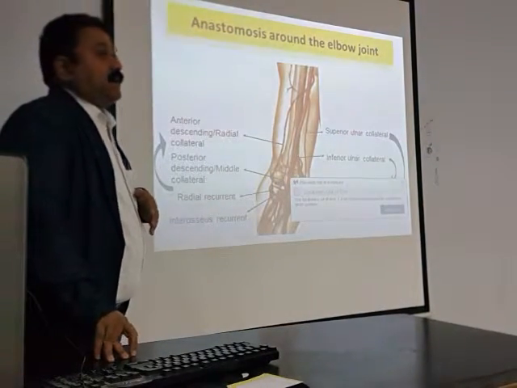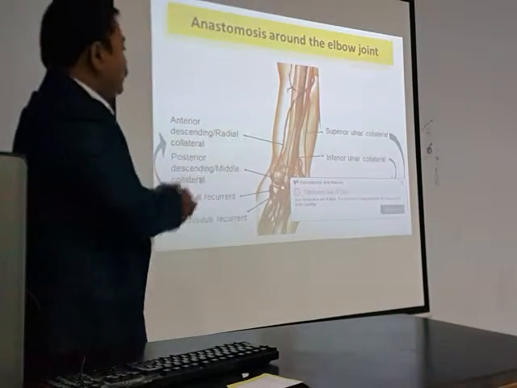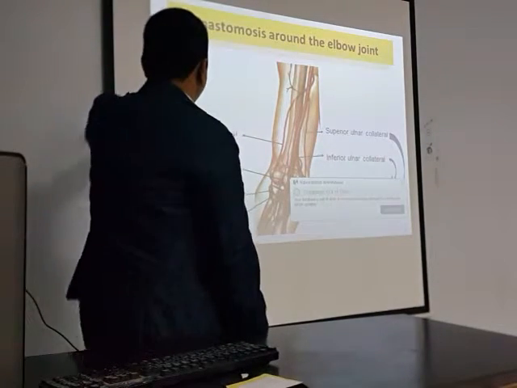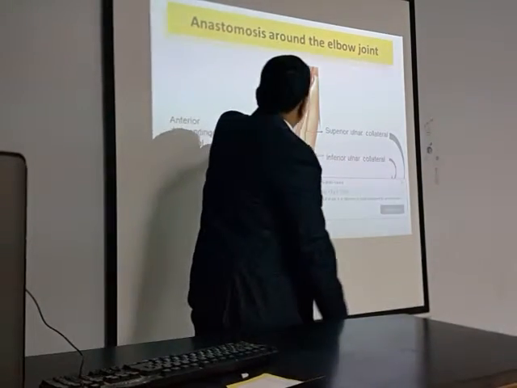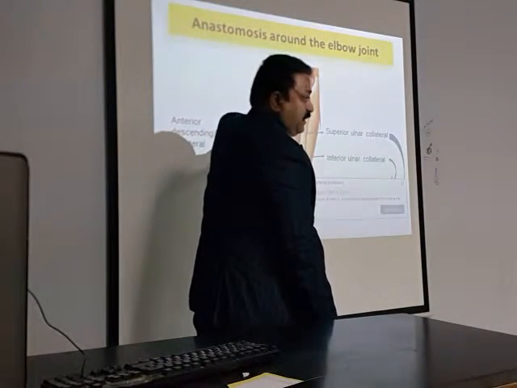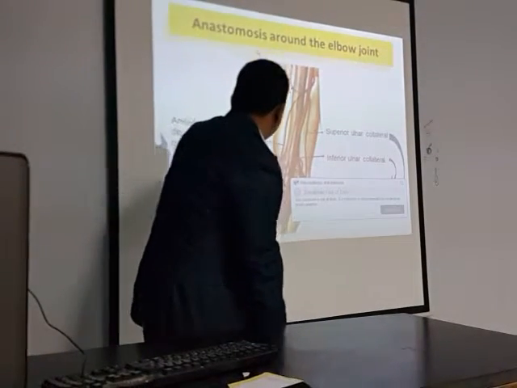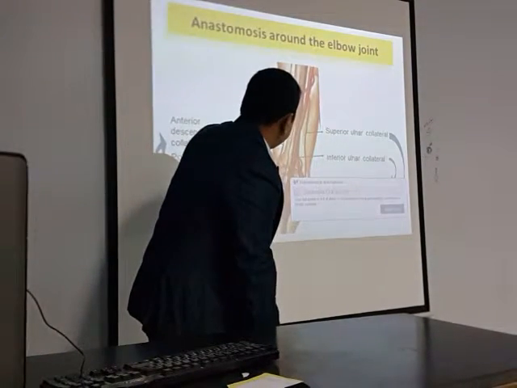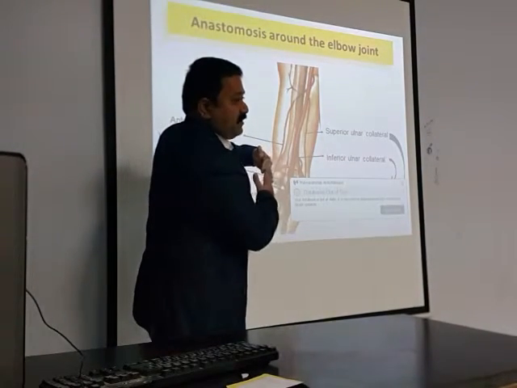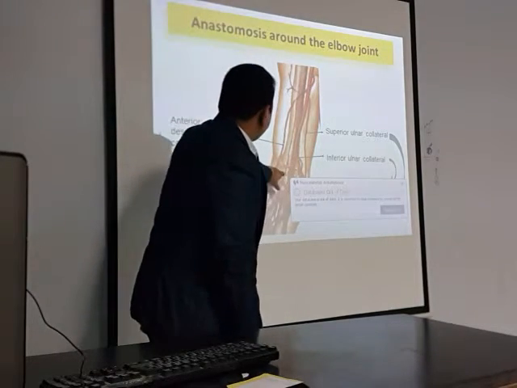Next is the anastomosis around the elbow joint. So the anterior descending or radial collateral artery here, okay, which is a branch from the brachial artery, isn't it? So it anastomoses with the radial recurrent, which is a branch from the radial artery. Okay, anastomosis. And similarly, the posterior descending collateral.